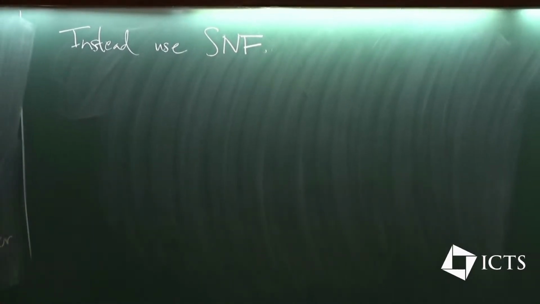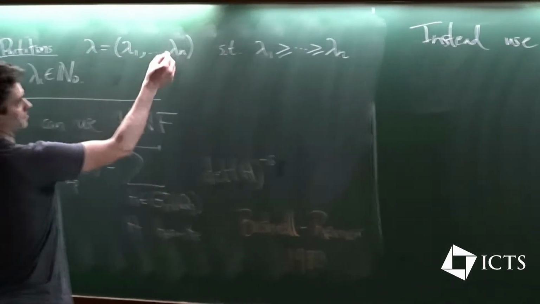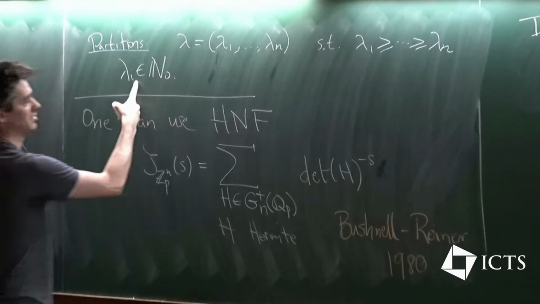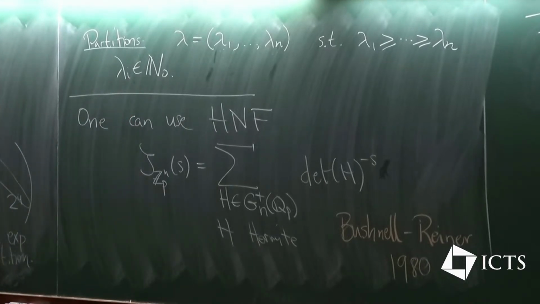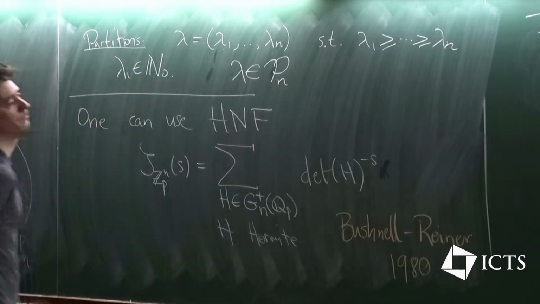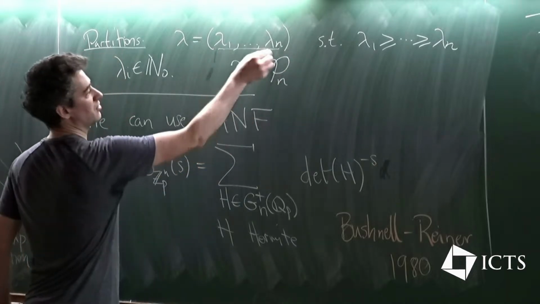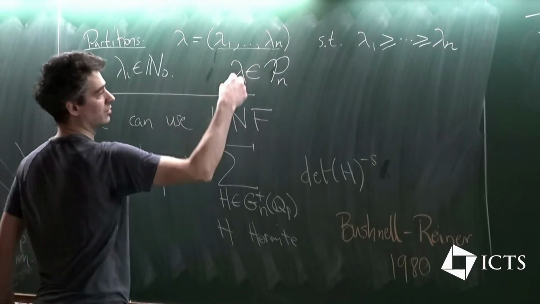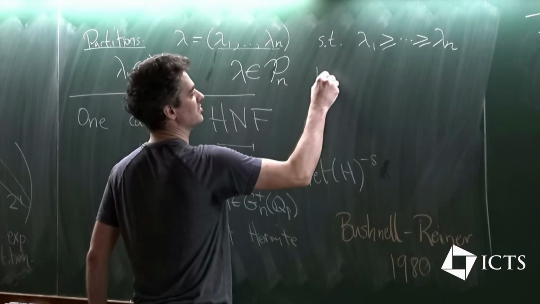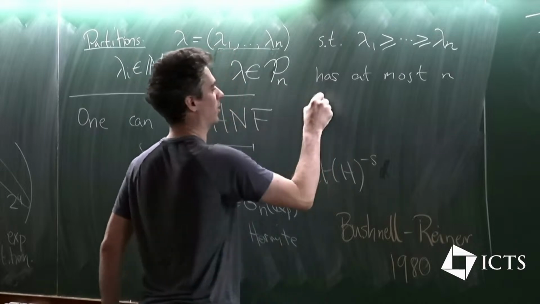Oh yeah, I do want a little bit more notation. If I'm going to go back to the partitions here, for me, partitions are allowed to have zeros, as I've mentioned right here. I'll write lambda is in P_n to indicate that it has at most n parts.